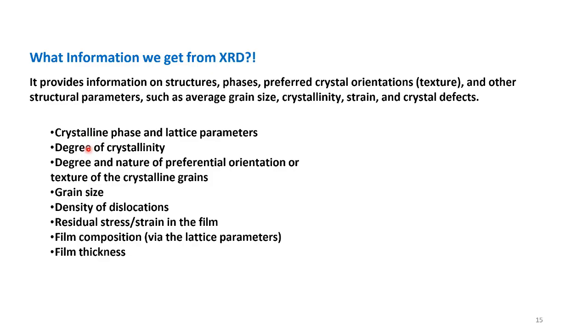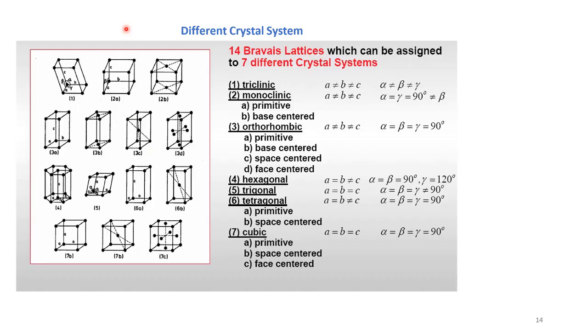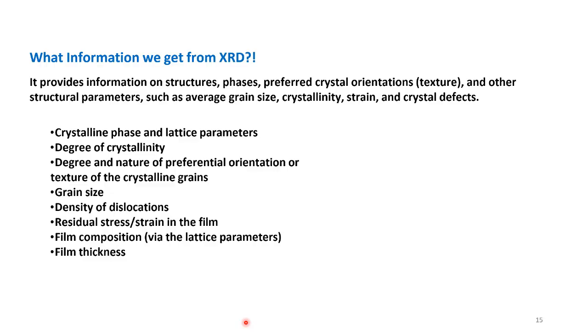Then degree of crystallinity. So whether the material is crystalline or not, that also we can check with the XRD. If a material is crystalline, that is, one of these crystal systems basically, or a combination of these, in those cases we will get a very sharp peak in the XRD. However, if a material is not crystalline, that is, if it is amorphous, in that case we will get a broad peak. So in that way we can differentiate whether the material has a crystalline structure or an amorphous structure.